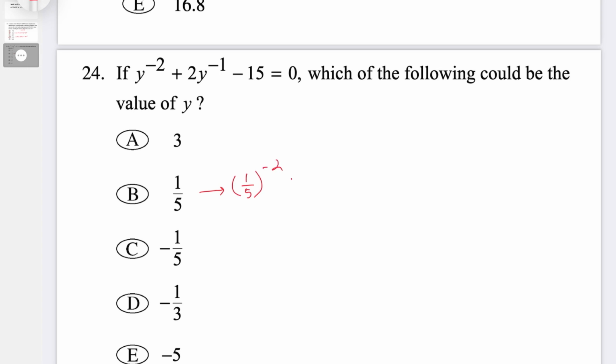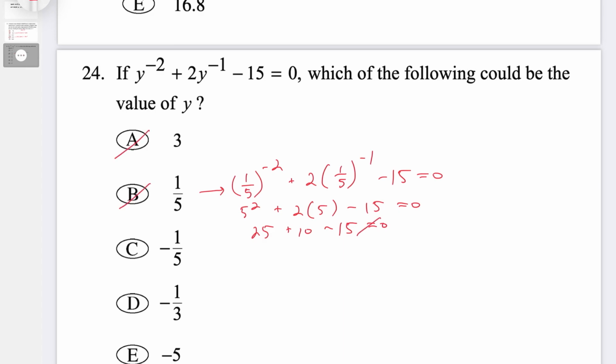So we have 1/5 to the negative 2 plus 2 times 1/5 to the negative 1 minus 15 equals 0. And simplifying, I get 5 squared plus 2 times 5 minus 15 equals 0. And further simplifying, 25 plus 10 minus 15 equals 0. So I can see that that's going to be too large. It's going to be 35 minus 15. So B and A are both not the right answer.